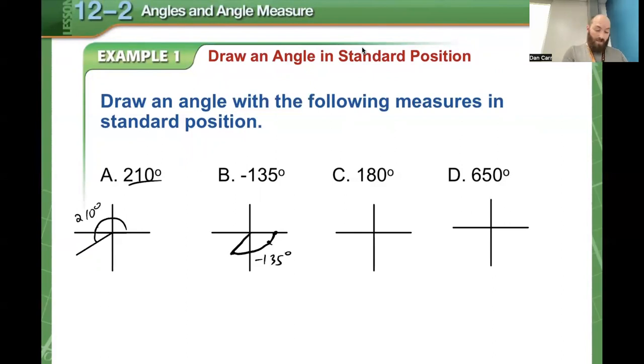All right. 180 degrees, that's pretty straightforward. We're just going to go right here, do a semicircle. Okay, so that's my 180 here.